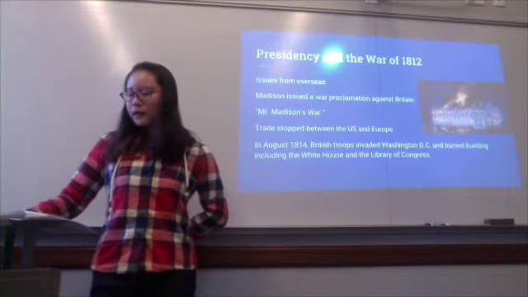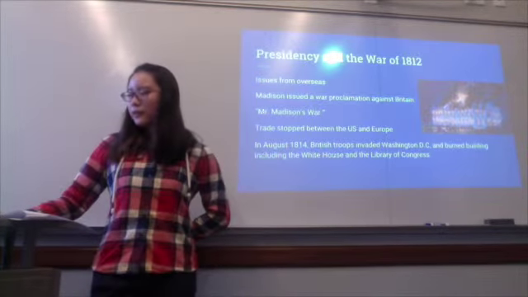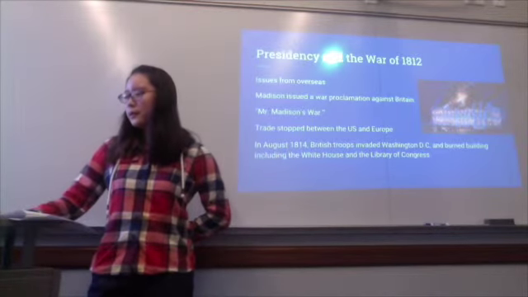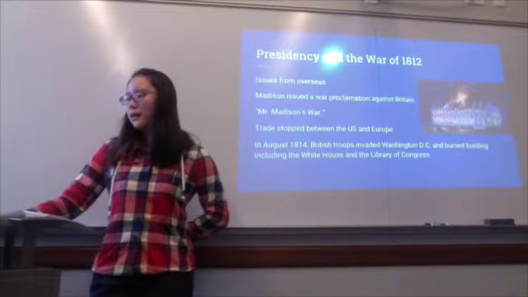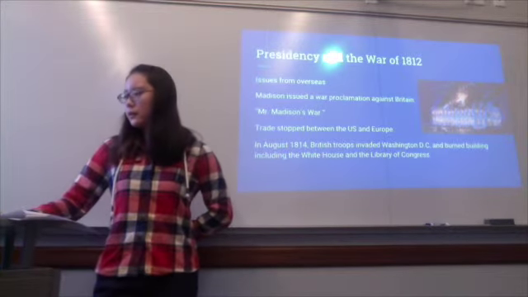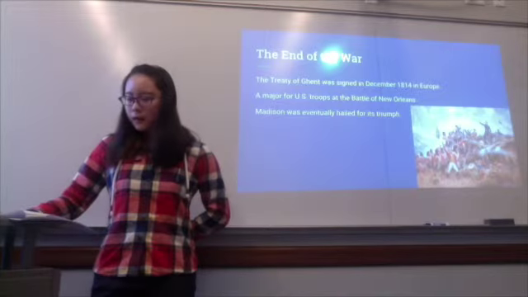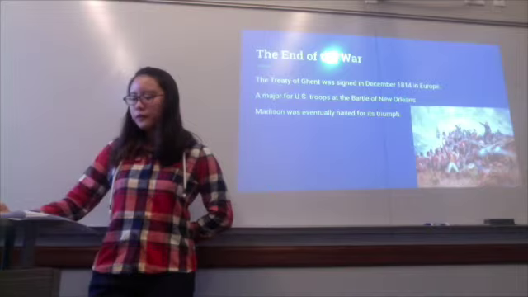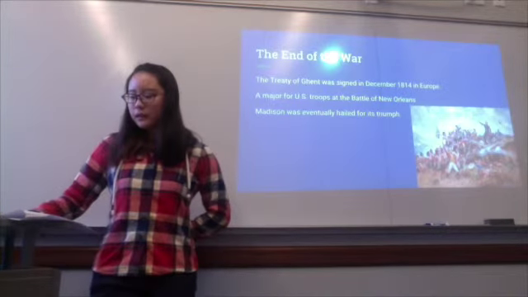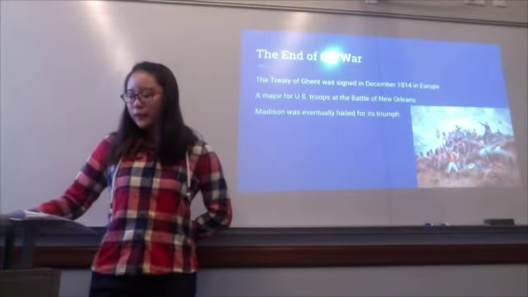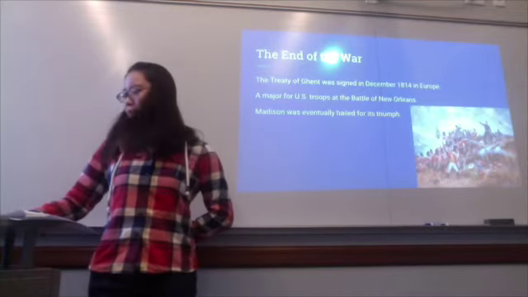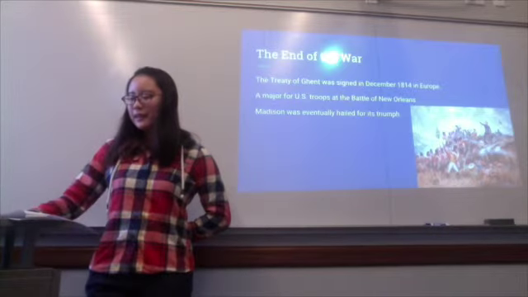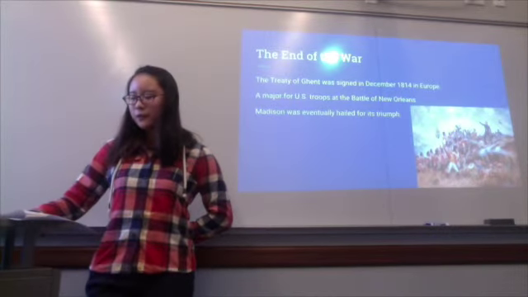And in August 1814, British troops invaded Washington, D.C. and burned buildings, including the White House and the Library of Congress. Finally, Britain and the U.S. agreed to negotiate at the end of the war. The Treaty of Ghent was signed in December 1814 in Europe.